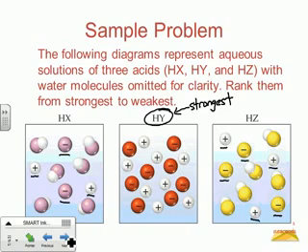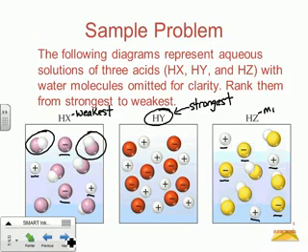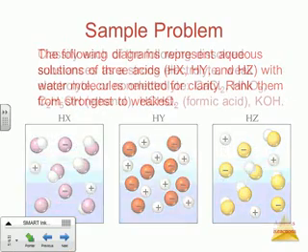So the HX is actually going to be our weakest acid because it dissociated the least. It actually, most of the time, stayed together, okay? It did not split apart in the water. And then the HC is going to be the one that's sort of in between, or in the middle. Okay, hopefully that makes sense. The idea is just how much does it dissociate.